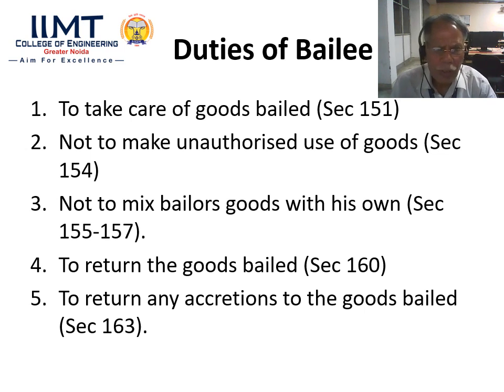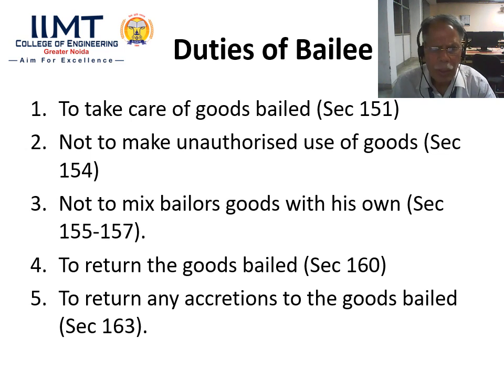Then another section, that is section 154, provides for not to make unauthorized use of goods. Like A has given a book to B for reading and B has lent it and is earning some money. So unauthorized use must not be done by the bailee. Another example could be, you have given your car to B to use and B is using that car on rent. So this is unauthorized use of goods bailed. This is prohibited under section 154.